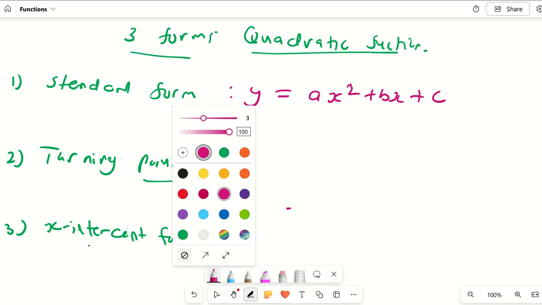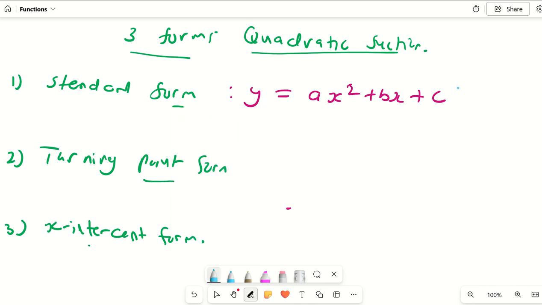Sharp. Now, there are like 2 pieces of information you can get from the standard form. The first being the last number there. Whatever you have at the end there is your y-cut, or the y-intercept. Okay, what do I mean by that?